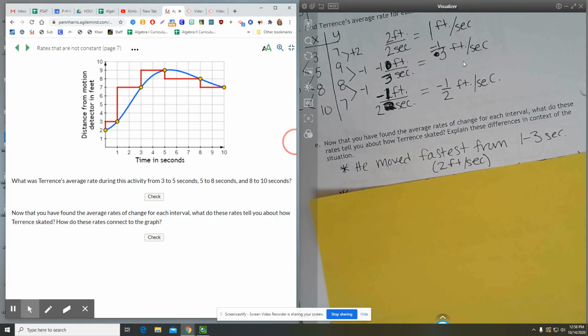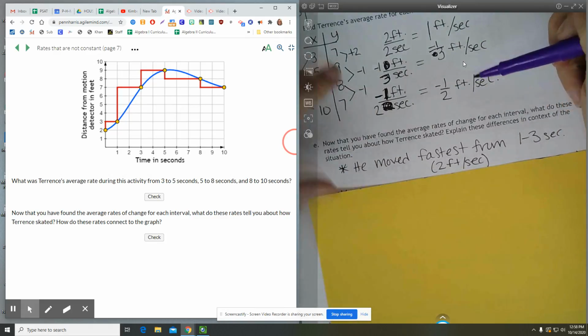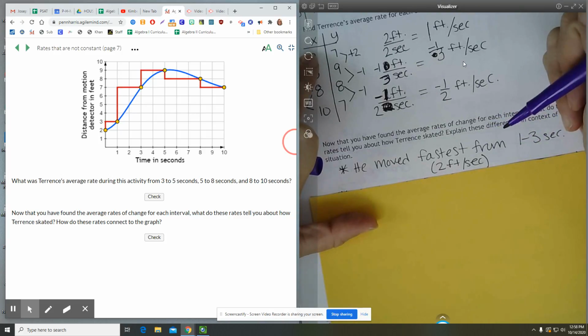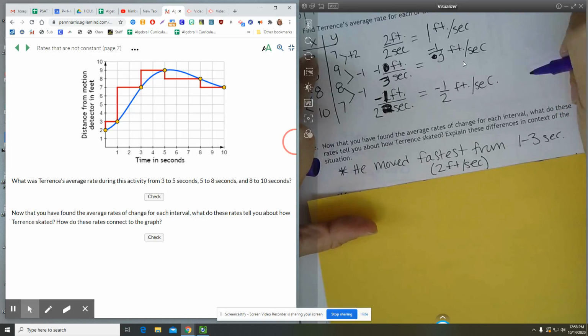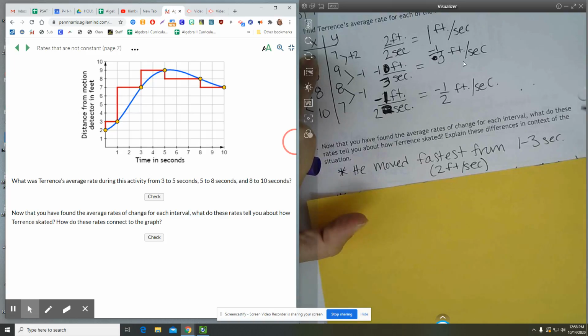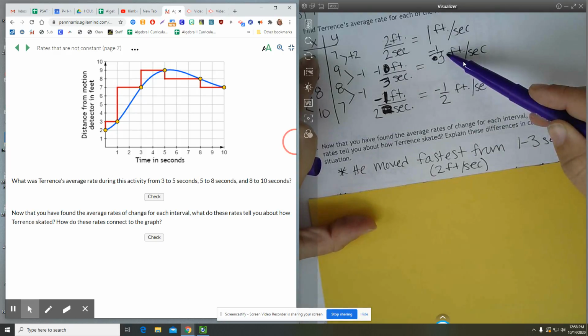Okay, what about his slowest time? I don't want you guys to get caught up in the negatives. Remember, we can't move at a negative speed. Okay, all these negatives right here mean that he was moving backwards. Okay, don't go thinking like Back to the Future and things like that. No, he was just going backwards. Okay, we cannot have negative speed. We can only have a positive speed, but his distance from the camera was decreasing by 1/3 of a foot.